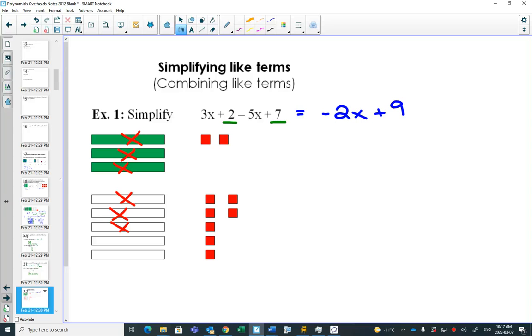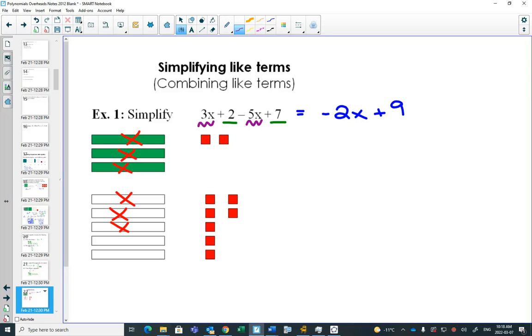Then in a different color, and if you don't have a different color, use a squiggle line, something different. Can you see that the ones that are underlined in squiggly purple are like terms? Could you do that without having to draw out the Algetiles?